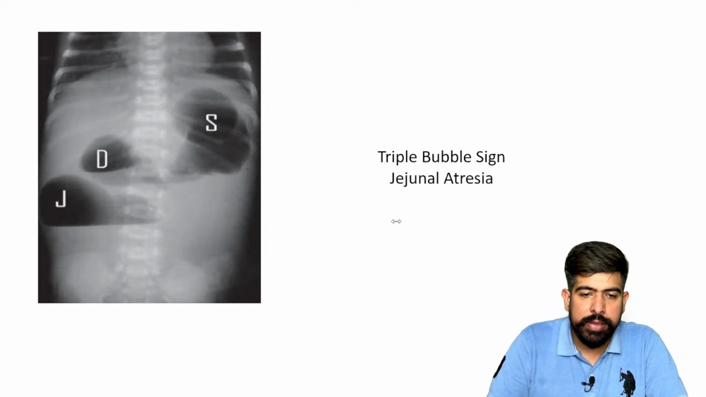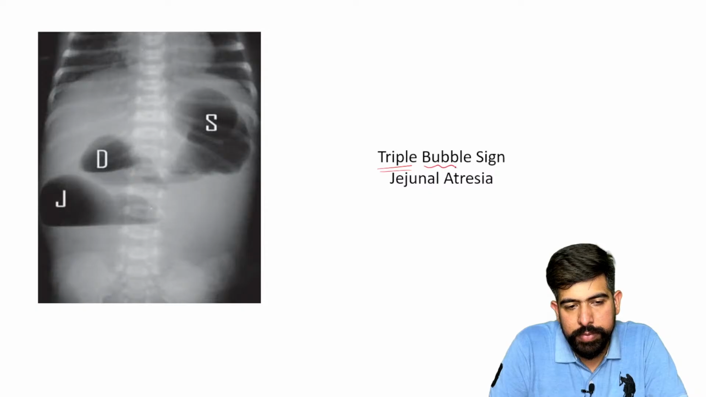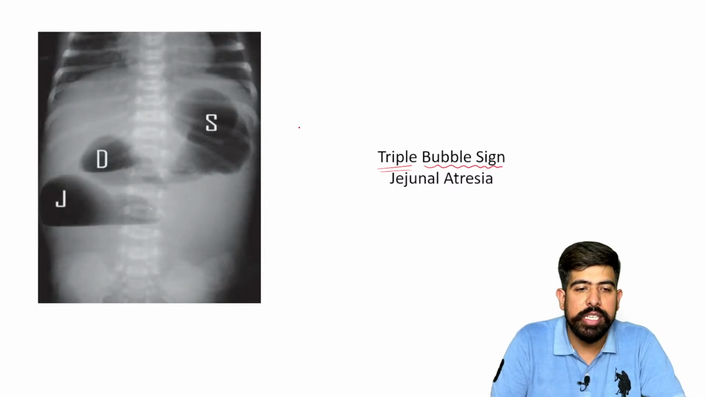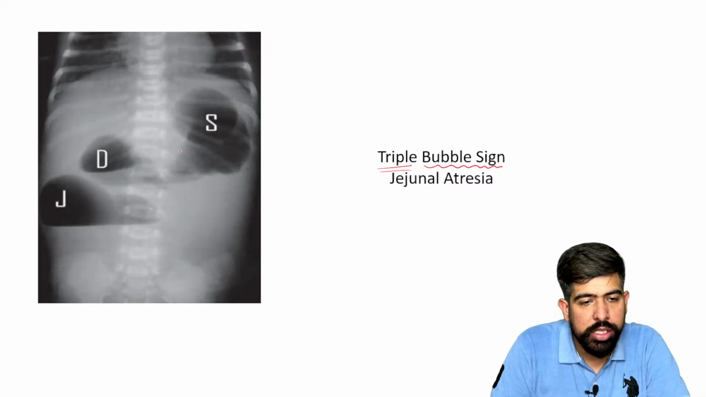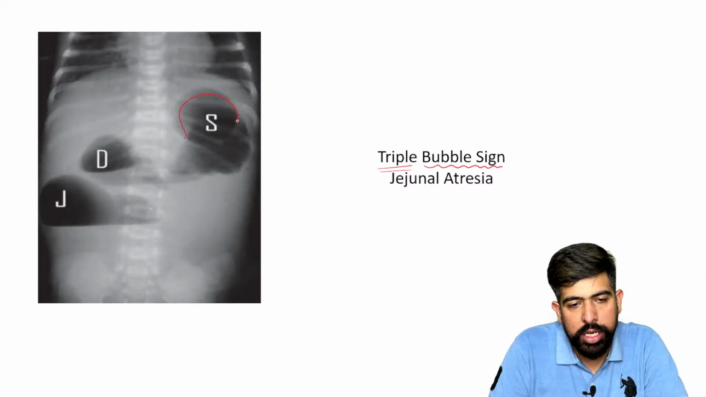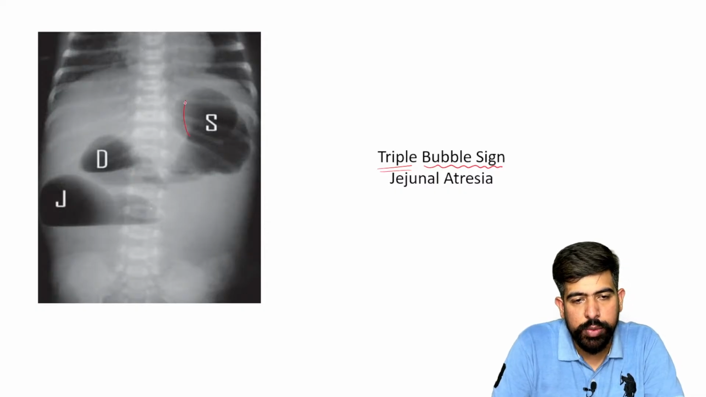Now, the third, as I told you, is the triple bubble sign. So now three bubbles will be seen. Again, the same direction from the esophagus. The first air will pass through your stomach. Just a minute. Through the stomach. So the first will be seen here.